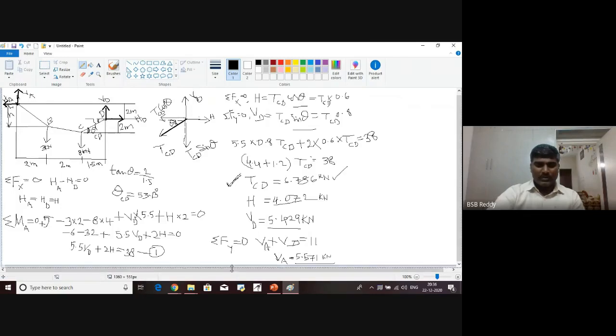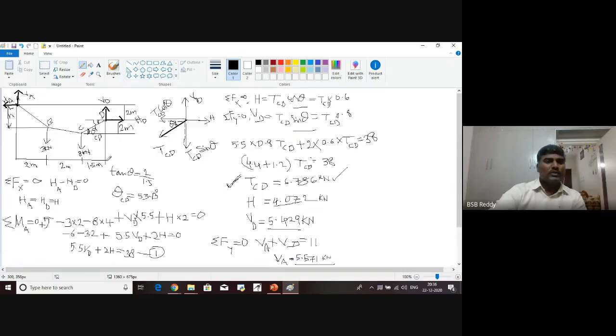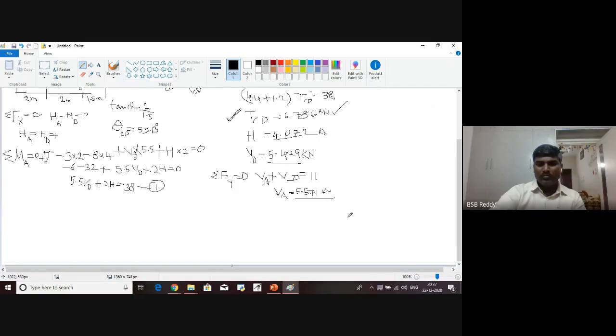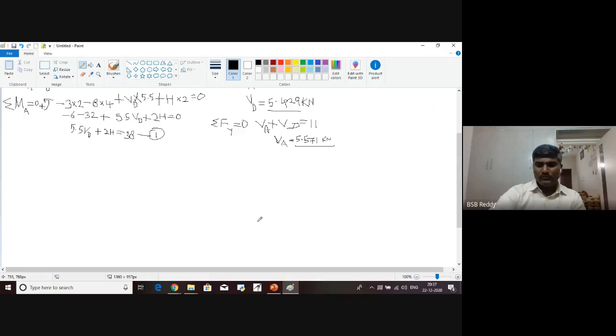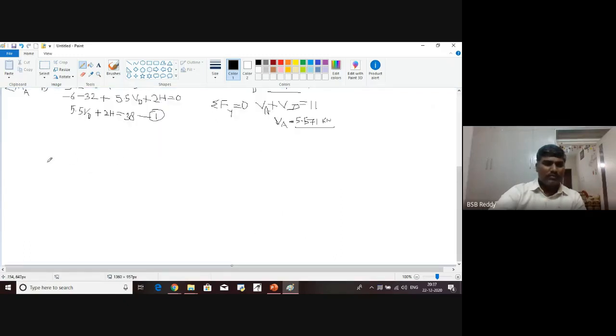Okay, so let's take further down the screen. Okay, so let me just pull it down further. Okay, little more. Okay, right now we are working with joint A free body diagram. So I shall cut this cable AB. So let's take joint A free body diagram.